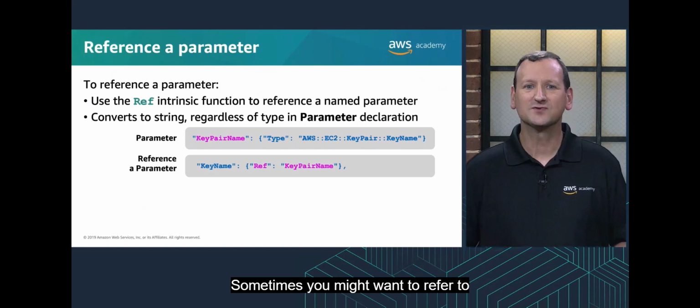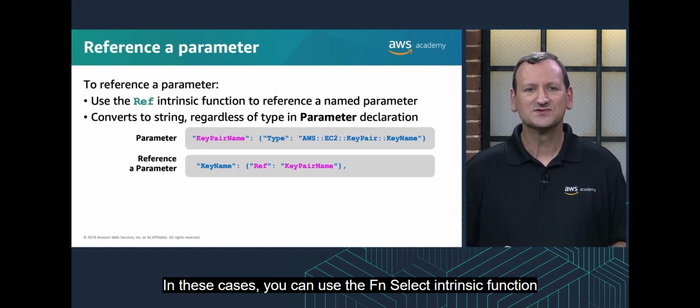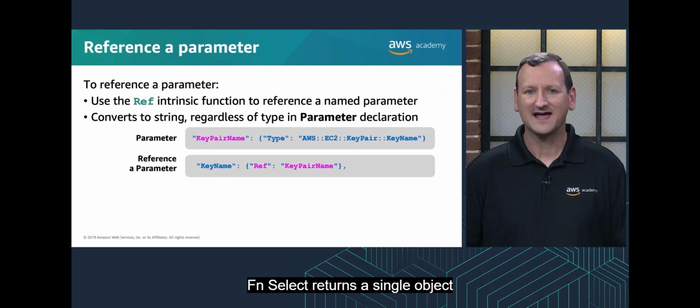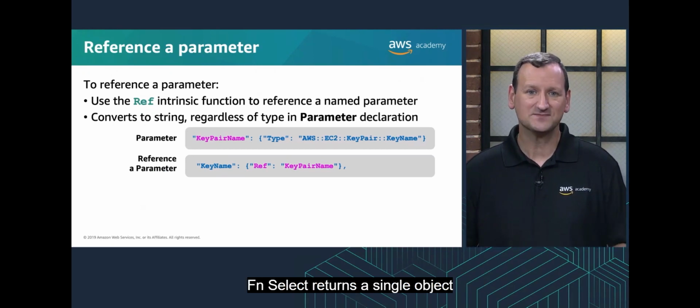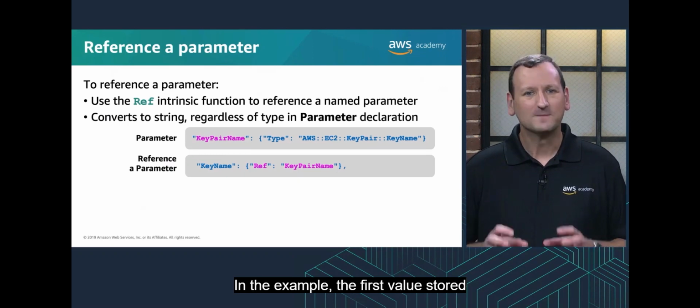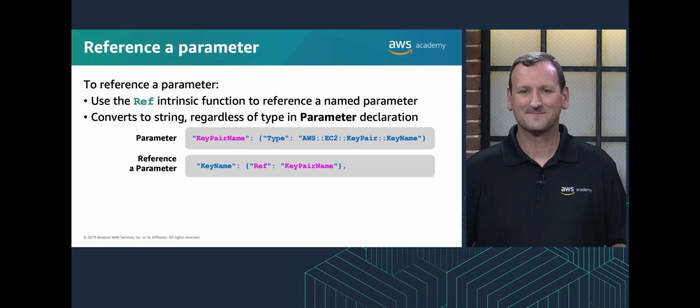Sometimes you might want to refer to a specific value in a list. In these cases, you can use the Fn::Select intrinsic function in the resources section of your template. Fn::Select returns a single object from a list of objects by index. In the example, the first value stored in the list of available AZs will be returned.